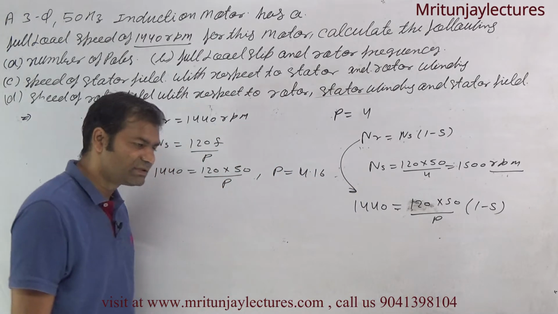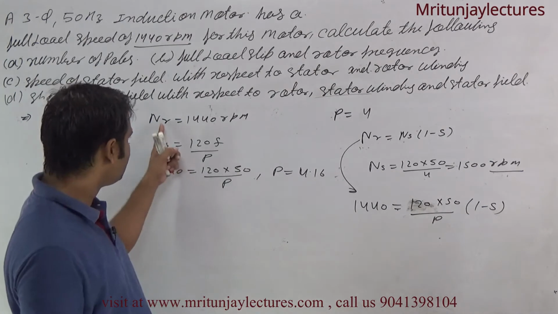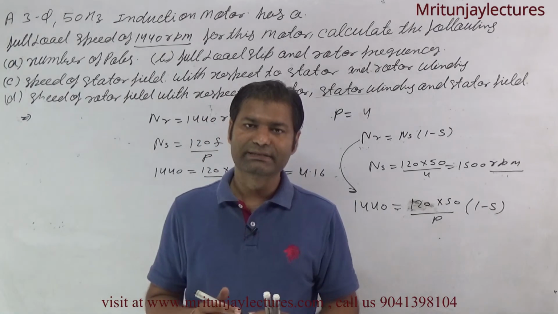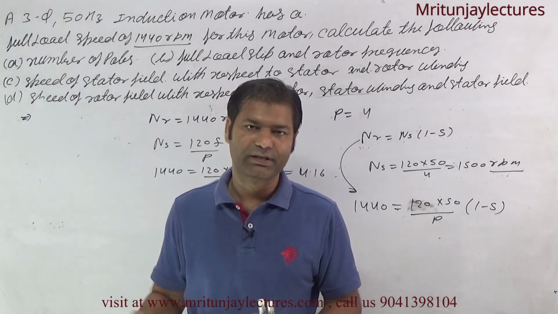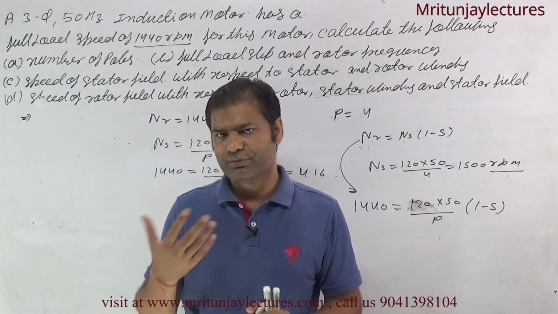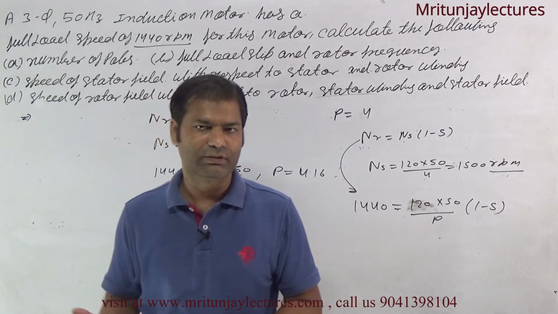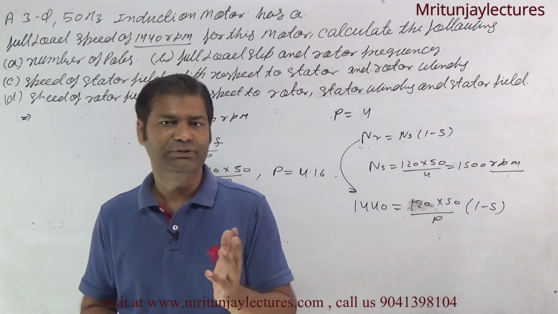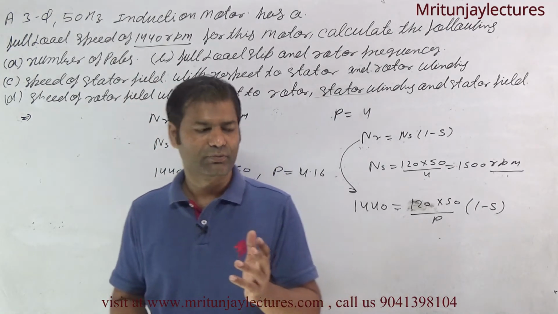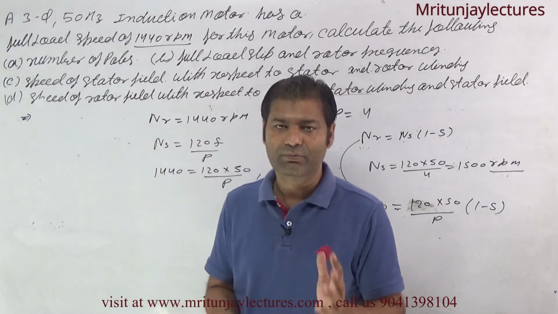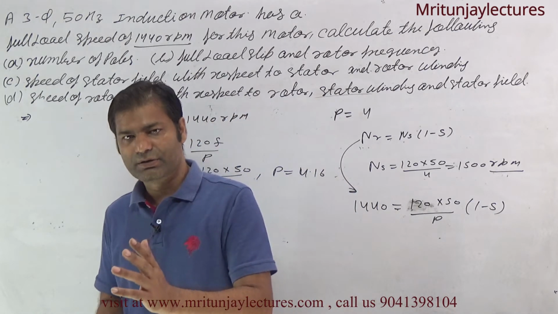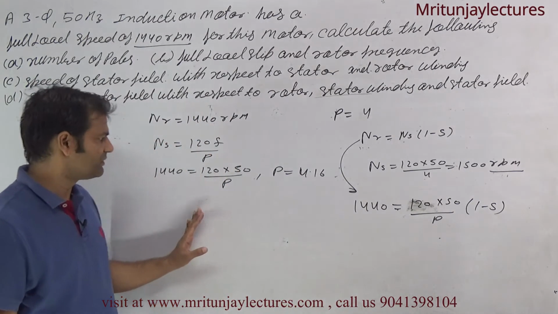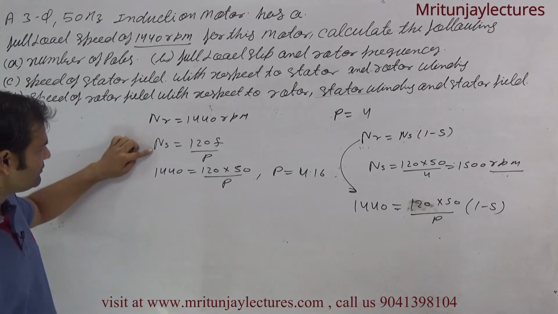So we have considered closer. Actually, I know that Nr is always closer to Ns. If Ns is 1500, it means Nr is like 1420, or 1440, or 1460, like speed Nr.